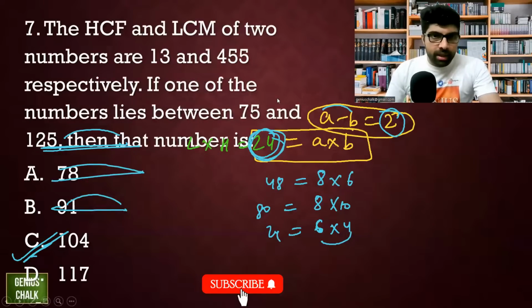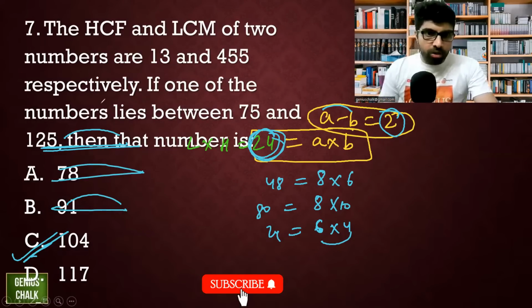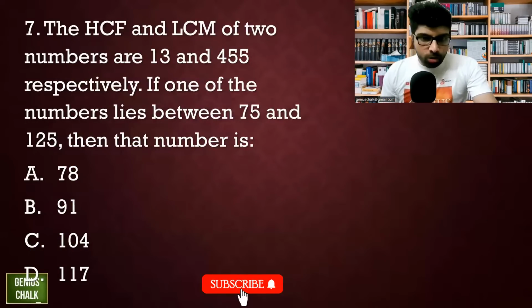Let's move on to the next. HCF and LCM of two numbers are given. One of the numbers lies between 75 and 125, then that number has to be what? Let's decide.